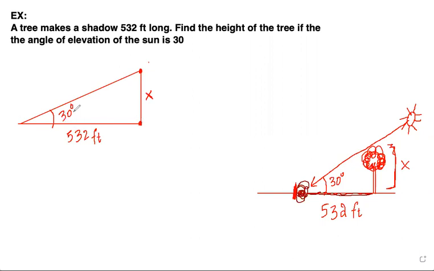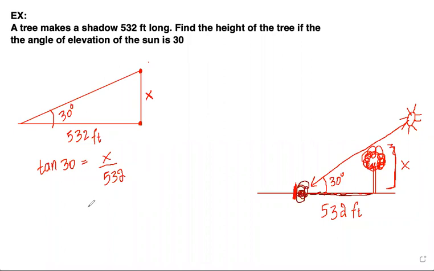Someone of you said I can use the tan ratio. So the tan ratio of 30 is equal to the opposite over the adjacent. So equal x over 532. What is the tan of 30?